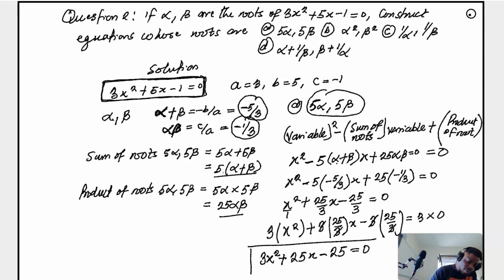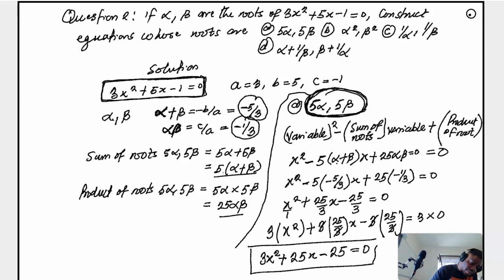So now we have constructed this quadratic equation. The roots of this quadratic equation are 5 alpha comma 5 beta. That is how to do that. Let's take question B.